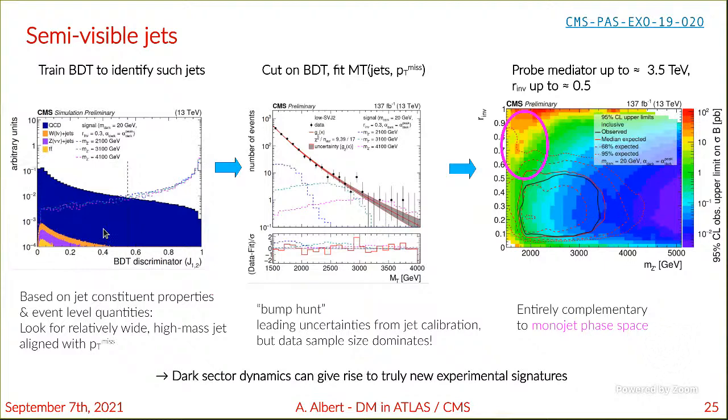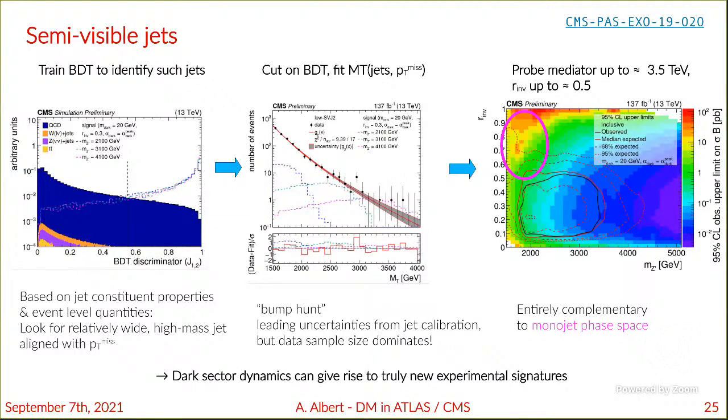You see this on the left here, where you can separate the signal from QCD. You cut on this, you end up with a mass spectrum that you can fit. The mass is the transverse mass between the missing ET and the jets, and you perform a bump hunt again. So after that, it gets a little bit less exotic. So the exotic part is in the tagging.